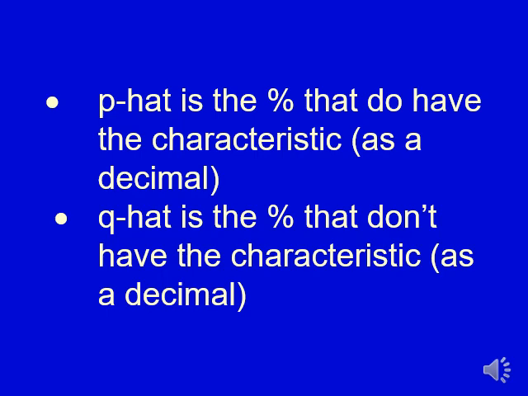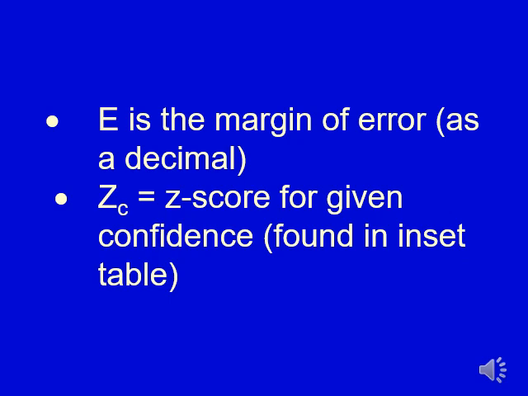So P hat is just the percent that have a certain characteristic, and you always write that as a decimal. So like if it was 40%, you'd put 0.4. Q hat is the percent that don't have that characteristic. If P was 40%, Q would be 60, and so you'd put 0.6. E is the margin of error. It'll always be a percent in these problems, and again, you always write it as a decimal. And ZC, again, you're going to look up in your table to find that.